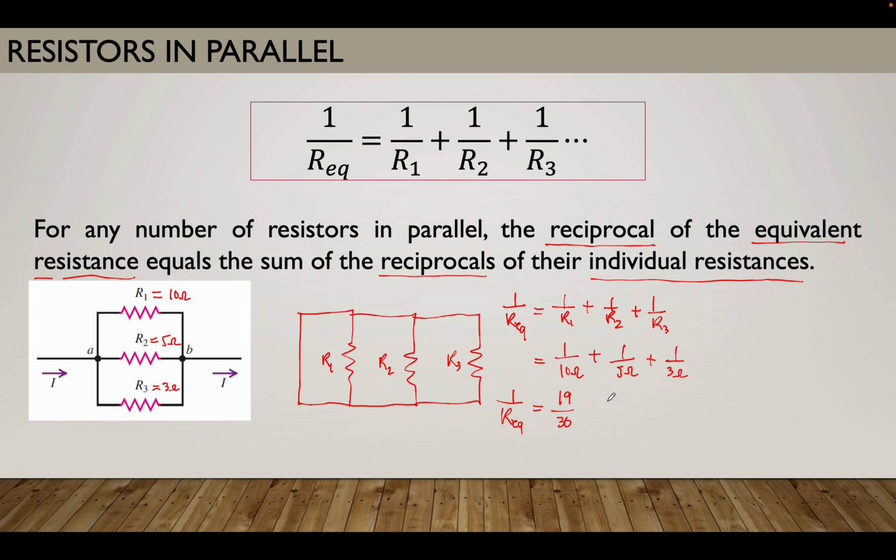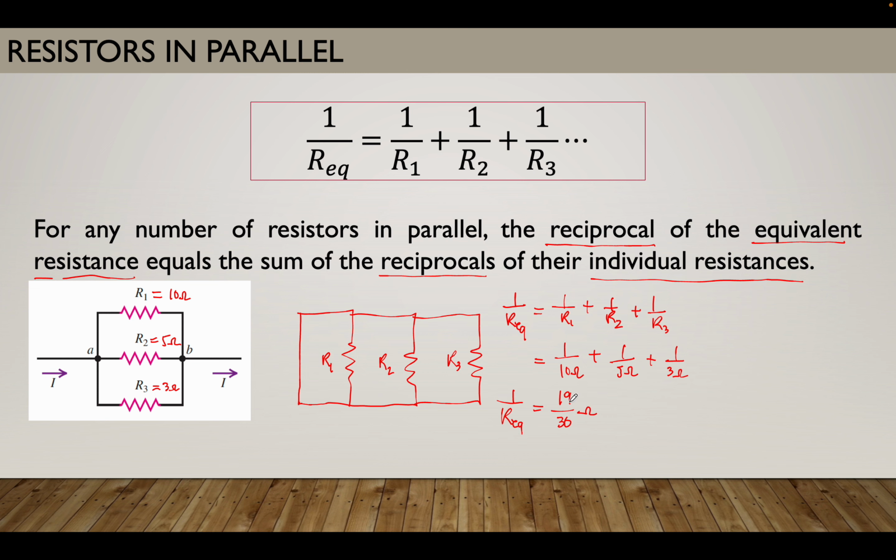Okay, so it's better if we have it in fraction because it's easier to get the reciprocal if your answer for 1 over R equivalent is in fraction. So 1 over R equivalent is equal to 19 over 30 ohms. This is not yet our final answer because we are asked to get the equivalent resistance, or the R equivalent. But this is still the reciprocal.